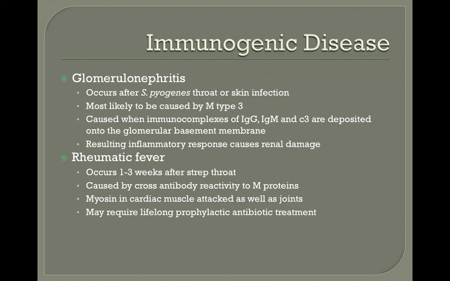And then with rheumatic fever, this occurs 1 to 3 weeks only after strep throat. This cannot be a secondary skin infection. And this is caused by cross-antibody reactivity to M proteins. And because of that molecular mimicry, the body will attack the myosin and cardiac muscles as well as joints. This sometimes requires lifelong prophylactic antibiotic treatment to prevent recurring infections.